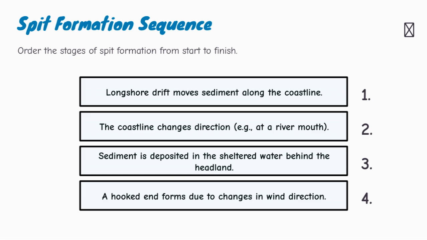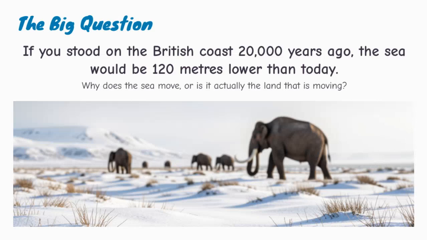Fourth, a hooked end forms due to changes in wind direction. This is a useful recap because it reminds us that coastal landforms are shaped by sediment movement and changing energy levels. But today we are going to focus on larger scale changes. What happens when the position of the coastline changes because sea level rises, sea level falls, or the land itself moves?